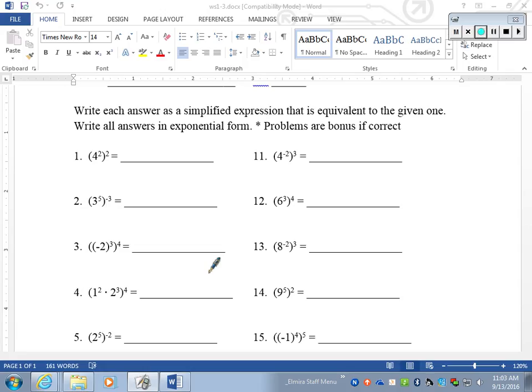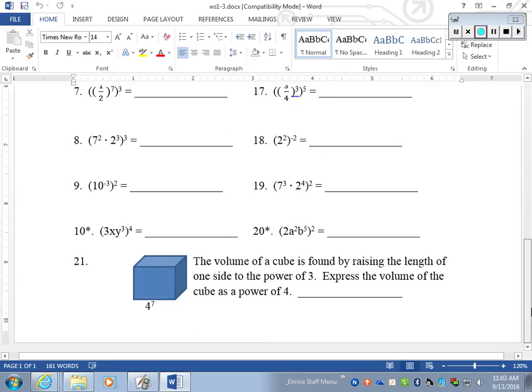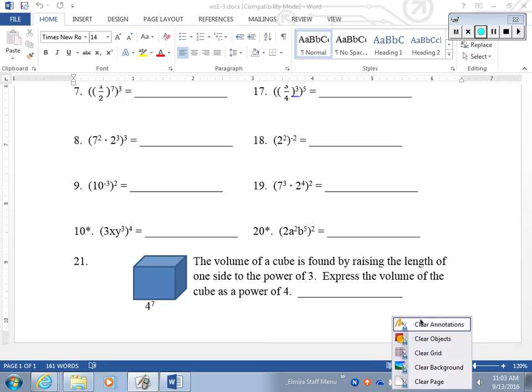The other thing I want to point out is that we have a couple problems on here that we're going to call extra credit. Down at the bottom, we have problems 19 and 20, and they are extra credit.